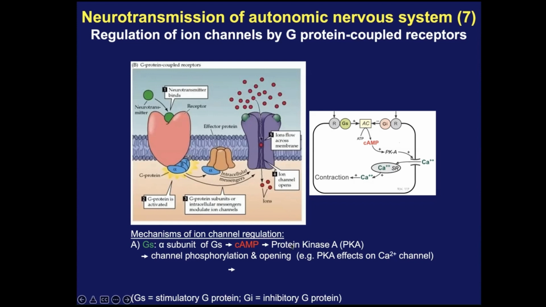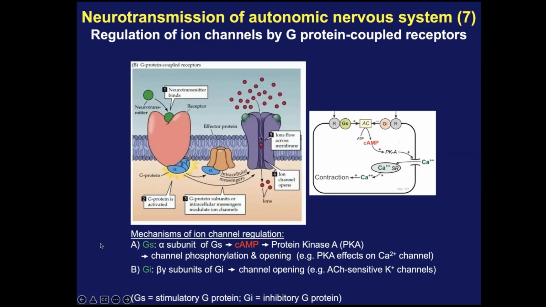And cAMP activates the protein kinase A. And the protein kinase A will phosphorylate the ion channels, causing channel opening to increase the opening chances of the target channel, as shown here. This mechanism is found in the regulation of the calcium channel, as we just discussed.